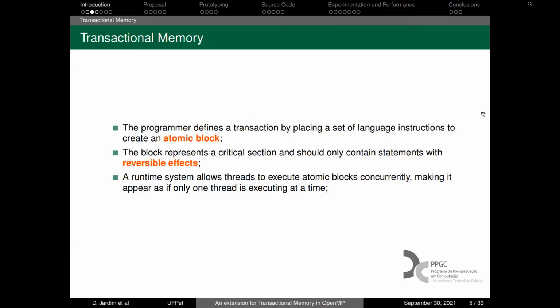When using transactional memory, a programmer defines transactions by placing a set of language instructions to create an atomic block. This block represents a critical section and should only contain statements with reversible effects. A runtime system allows threads to execute atomic blocks concurrently, making it appear as if only one thread is executing at a time.